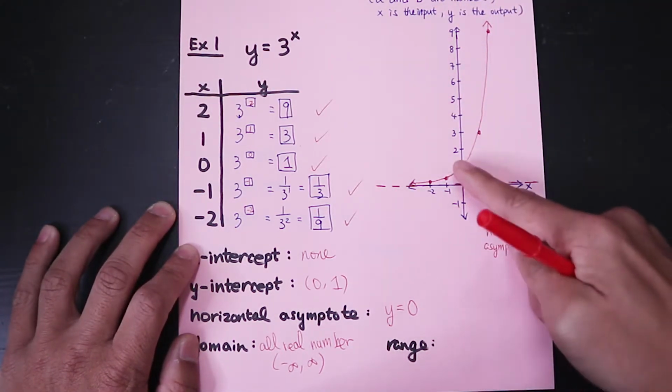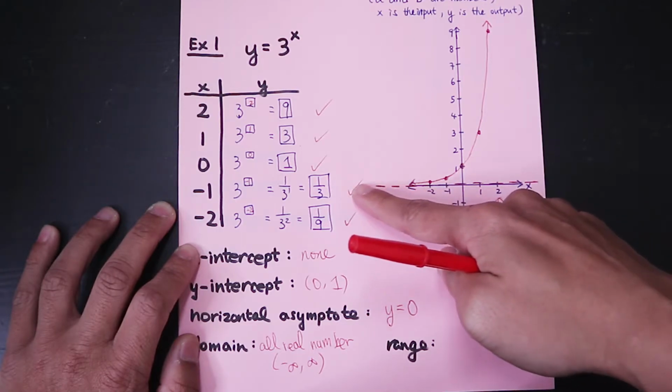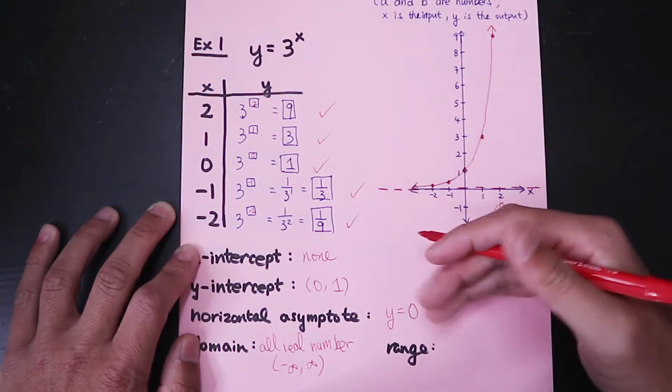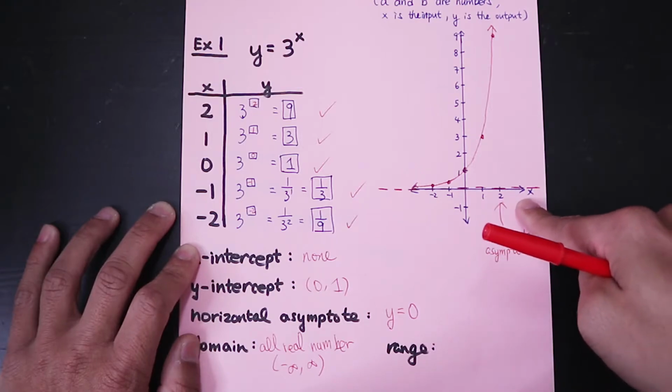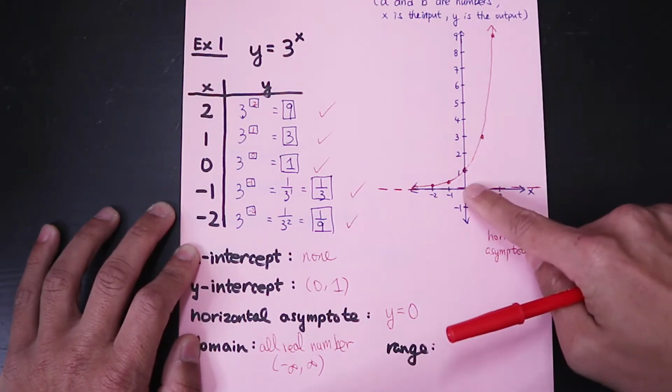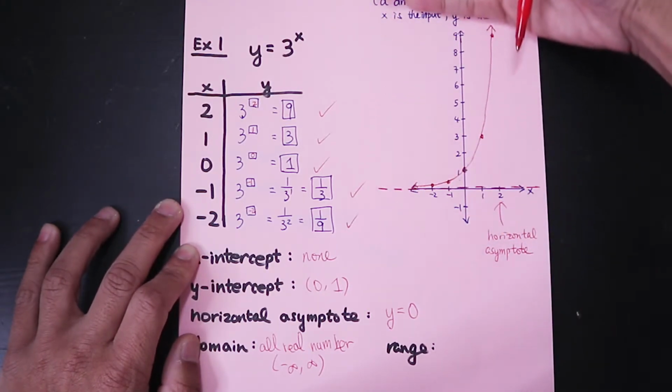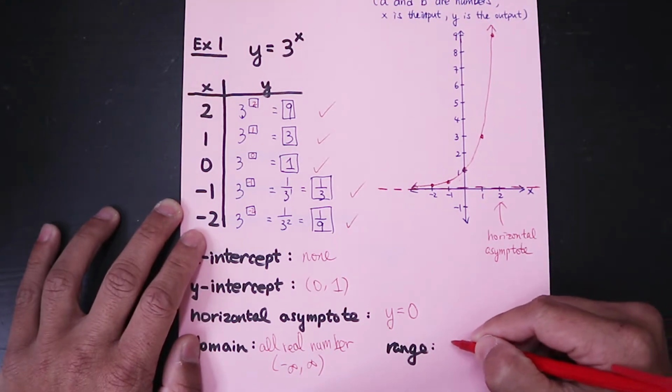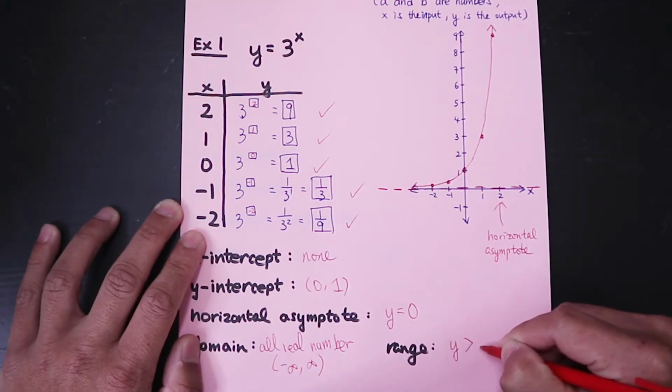And then for the range, I notice that if I look at this graph, as it's continuing more towards the left, it's getting close to 0, the ground level, but it doesn't touch it. But if it goes more to the right, it's going to go up forever. So you're going to say the range is y, always greater than 0.